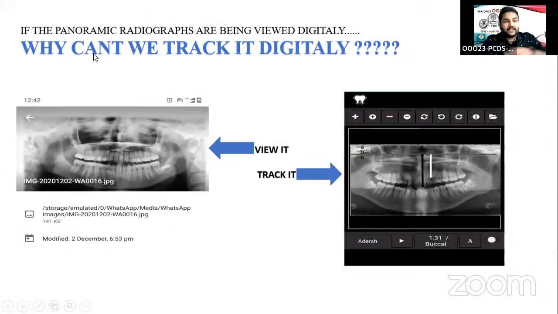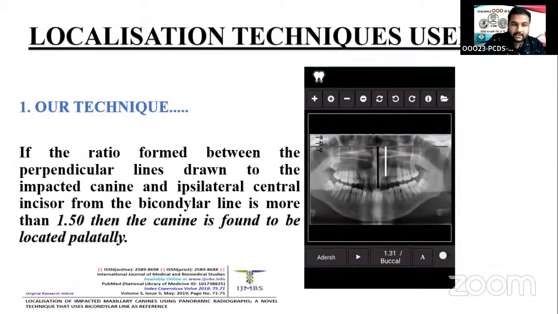So the question that arose, like I was telling before, is if the panoramic radiographs are being viewed digitally, why can't we track it digitally? And this formed the Cuspid Tracker app. Our technique involves the ratio formed between the perpendicular lines, as we can see here, the black and the white lines. If the perpendicular lines drawn to the impacted canine and the ipsilateral central incisor from the bicondylar line have a ratio of more than 1.50, then the canine is found to be located palatally.